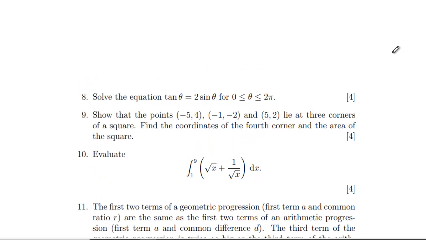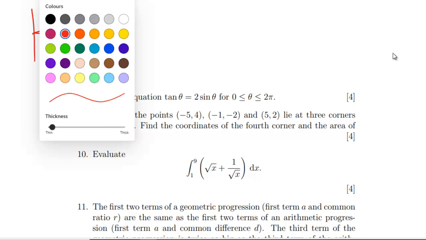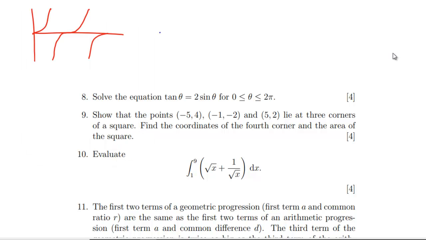Right, question 8. Solve the equation tan theta equals 2 sine theta from 0 to 2 pi inclusive. So, let's do a little sketch on this one. Our tan theta will be doing that up to 2 pi. Let's go back to blue. Our sine will be coming through here and here and here. So we're going to have, oh dear, after drawing in that bit, I've then missed it by a mile. So it'll be going through there.